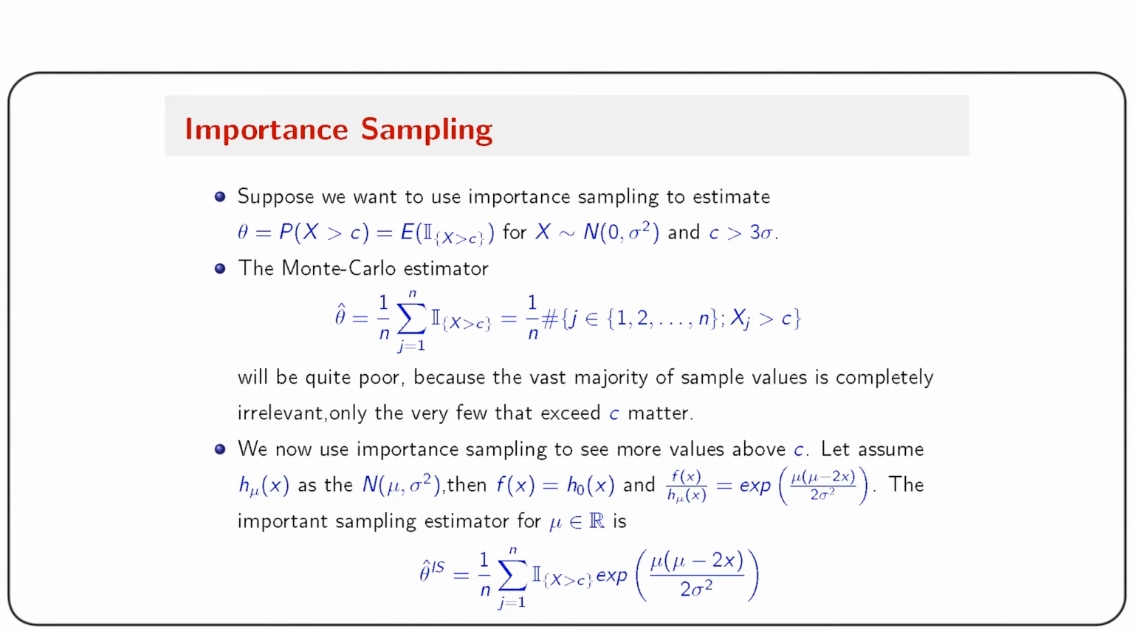We now use importance sampling to see more values above c. Let us assume h_mu(x) is the normal(mu, sigma squared) density. Then f(x) is h_0(x), and f(x) by h_mu(x) equals exp of mu times (mu minus 2x) divided by 2 sigma squared. The importance sampling estimator for mu belonging to R is theta hat equals 1/n times the sum over j equals 1 to n of the indicator function I(X_j > c) times e to the power mu times (mu minus 2X_j) by 2 sigma squared.